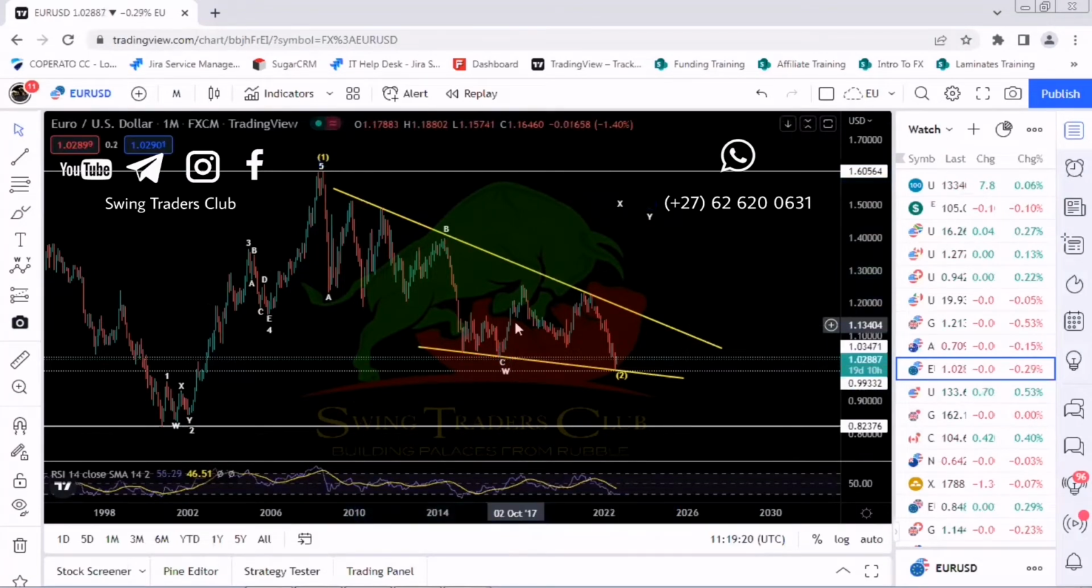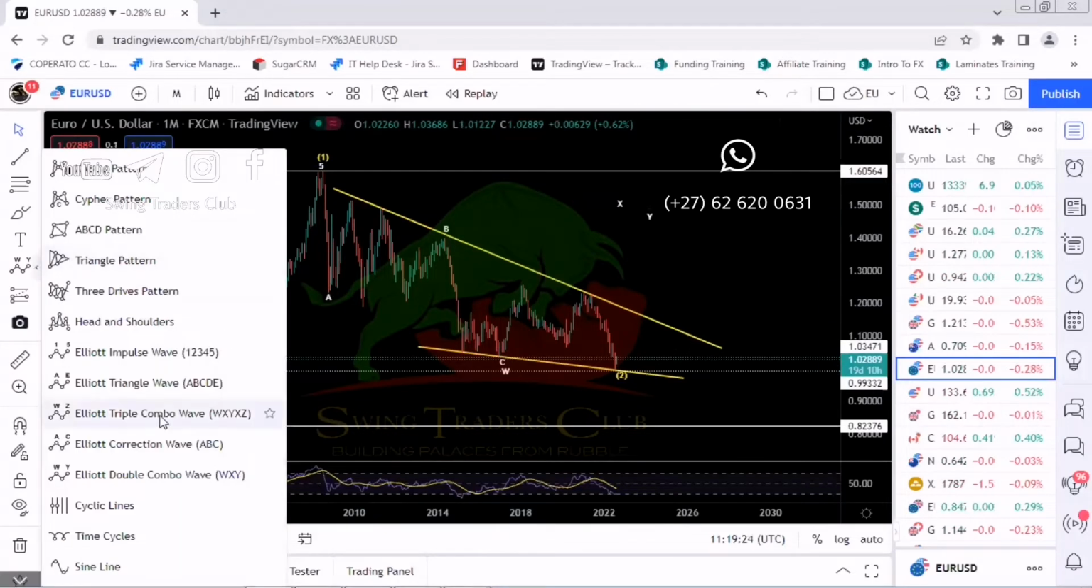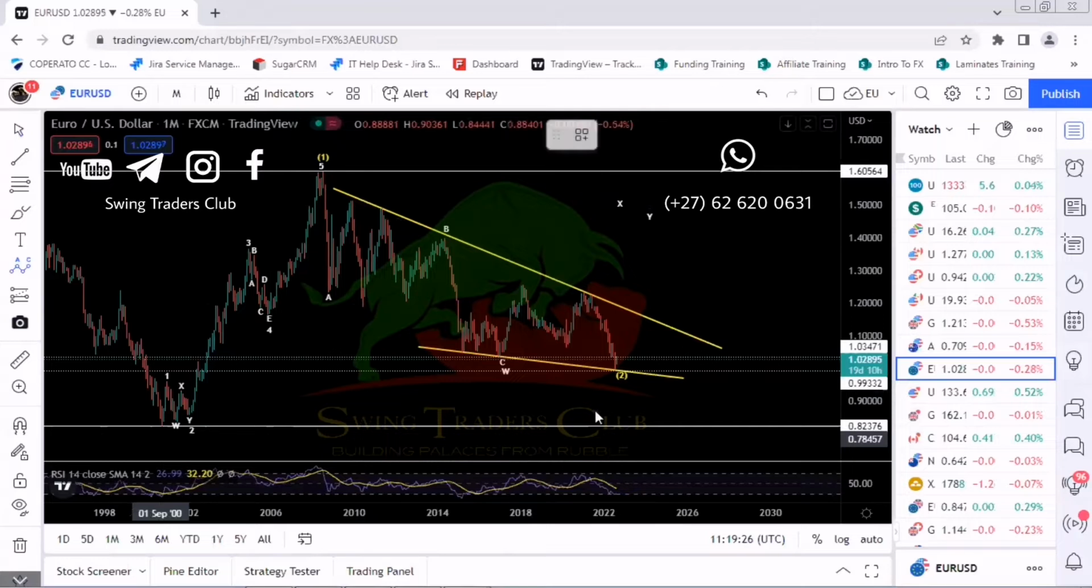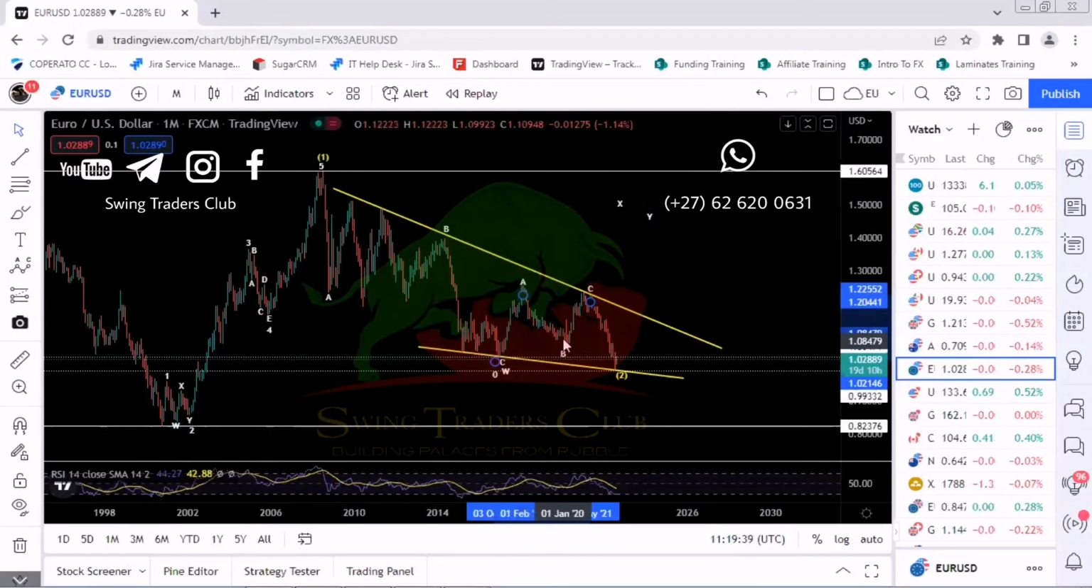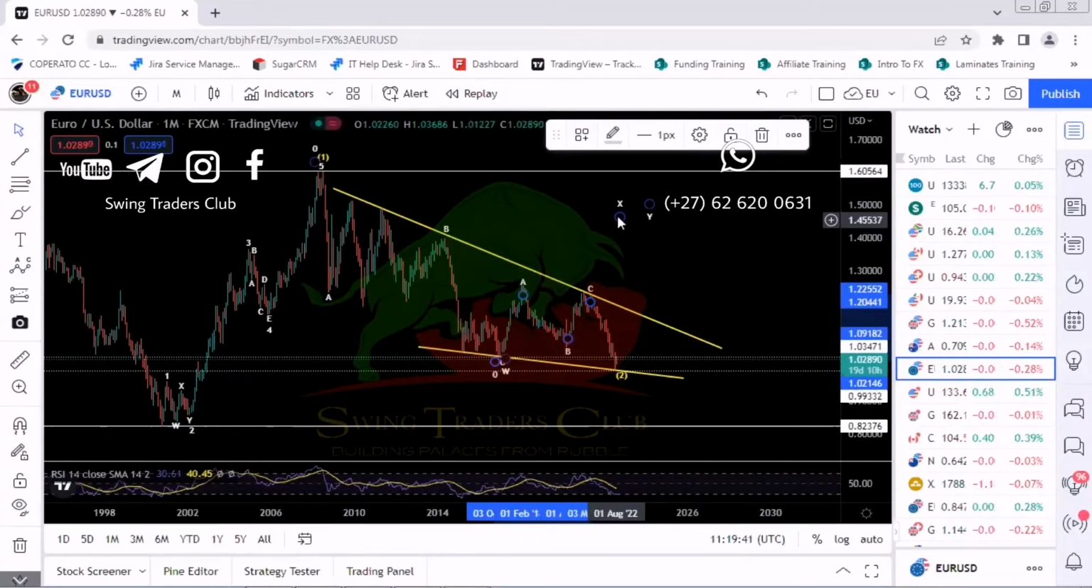leg for W. Okay. And then after that, now when I do this other leg for X, as you can see, also the market came 1, 2, 3, and ABC. So each and every time a correction is formed with ABC, ladies and gentlemen. And then by doing that, they gave me this X.